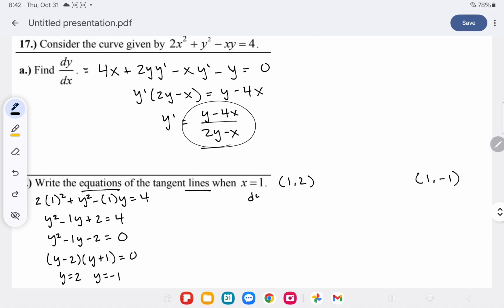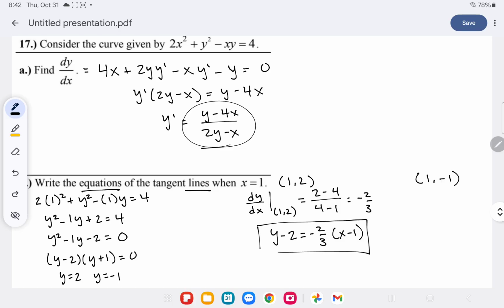So first I need to figure out what the slope of my line is. I know the point, I need the slope. So into that derivative we found in part A, we're going to plug in the point 1, 2. So I will get 2 minus 4 over 4 minus 1. I get negative 2/3 as my slope. So my point is 1, 2. My slope is negative 2/3. I can plug that into point slope form. There's my first equation.